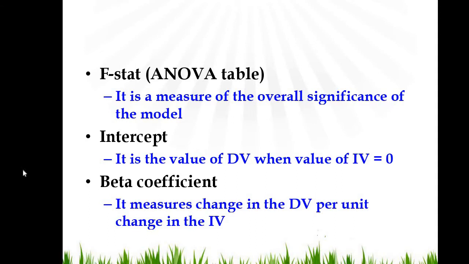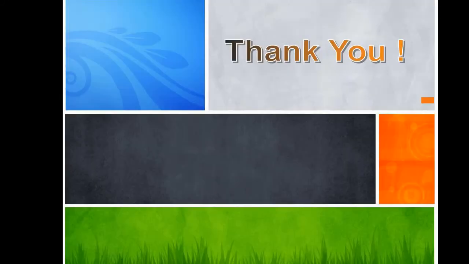Intercept, I have already explained to you that it is alpha, so it is simply the value of the dependent variable when the value of the independent variable is 0. This is a very simple concept from the perspective of a layman. Then beta coefficient is a measure of change in the dependent variable for a unit change in a certain independent variable. That is beta 1, beta 2, beta 3, beta 4, and so on.